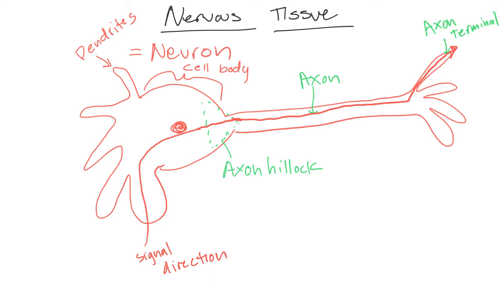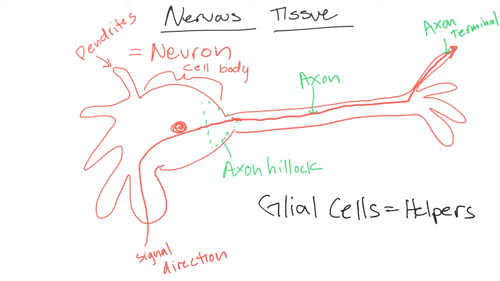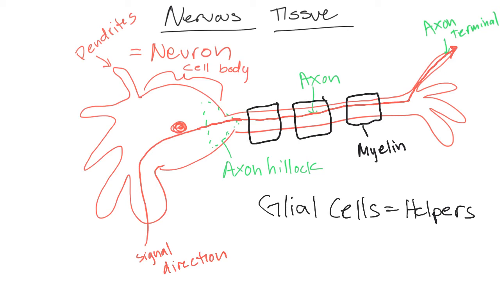And they have helper cells called glial cells, or supportive cells. One of which I'll mention here creates a fatty sheath called myelin. And so I'll have a bunch of these surrounding the axon, which allows the signal to transmit faster.